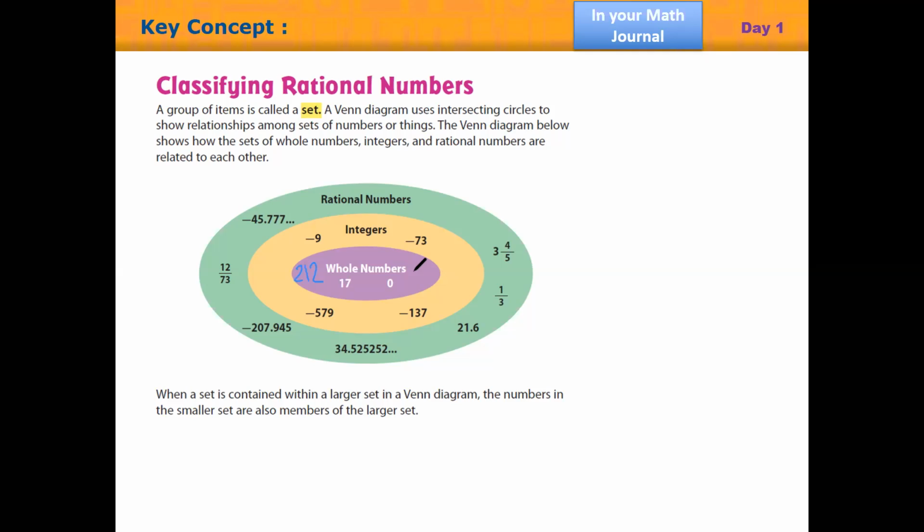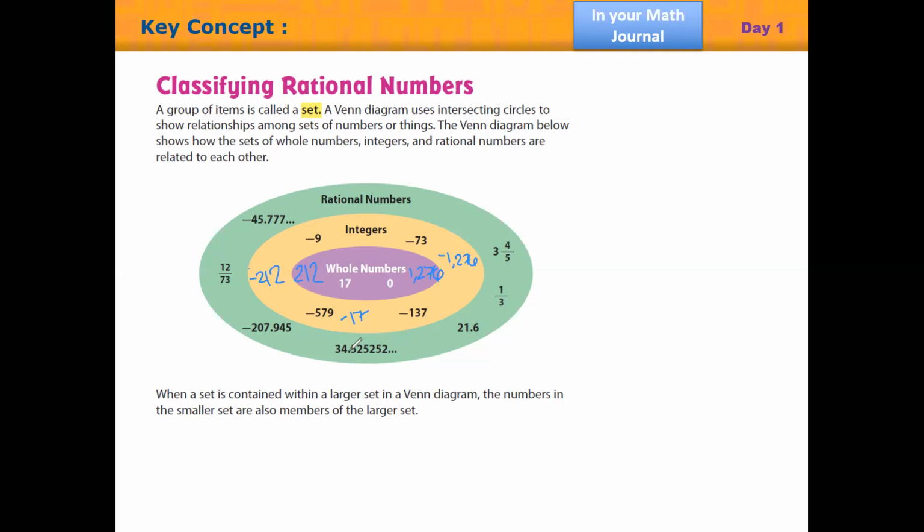We can go maybe like 1,276. That is also a whole number. Remember, integers are whole numbers as well as their opposites. So we have 17 here. Well, what's the opposite of 17? -17. We had 212 here. What's the opposite of that? -212. And here we had 1,276. Opposite is -1,276. Okay.